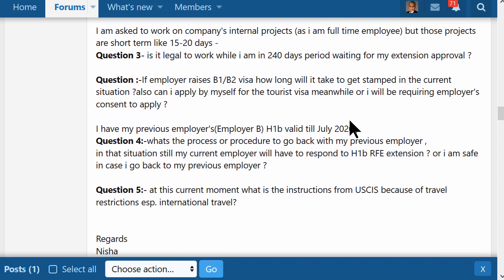You will not apply for a visa right now. You won't get it stamped. You will apply for a B1, B2 change of status. And you can do it by yourself.